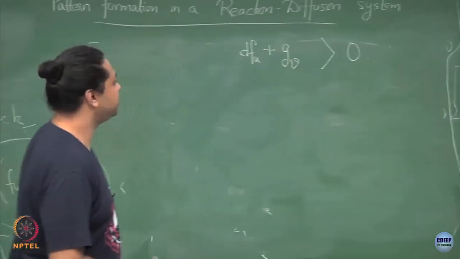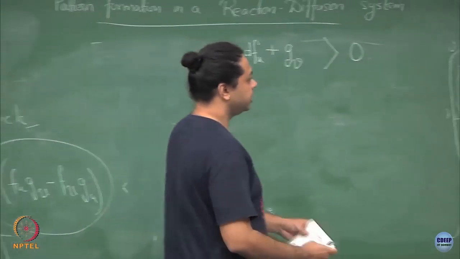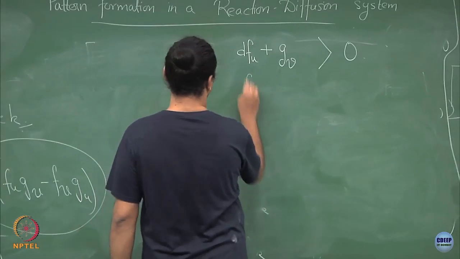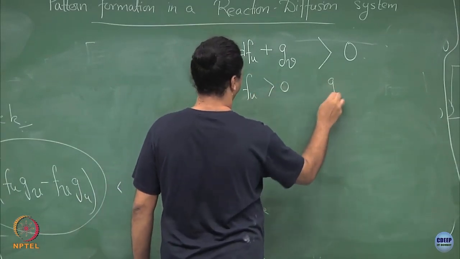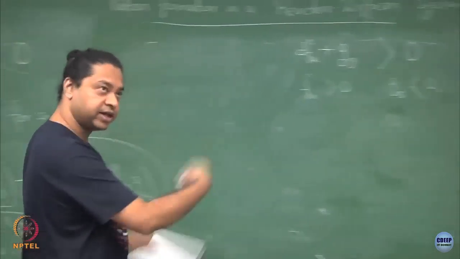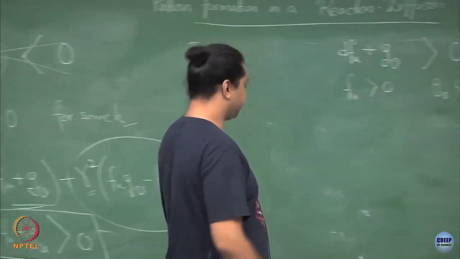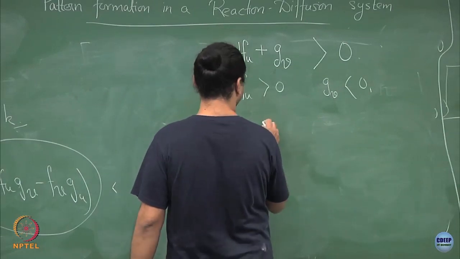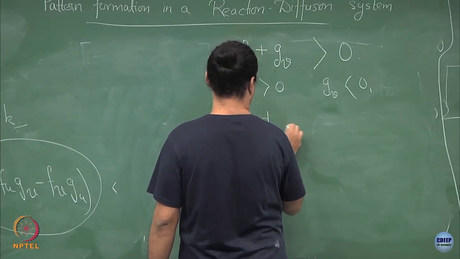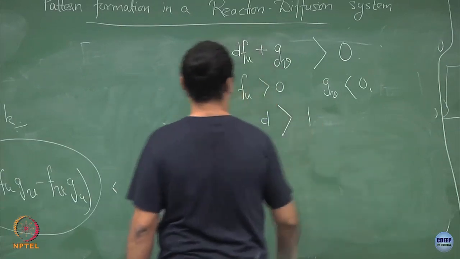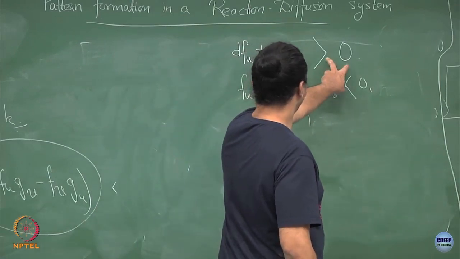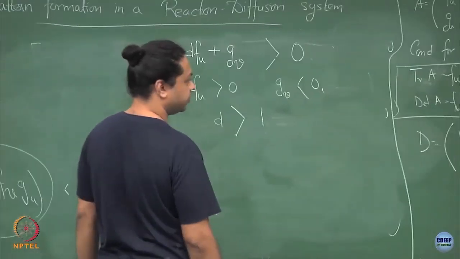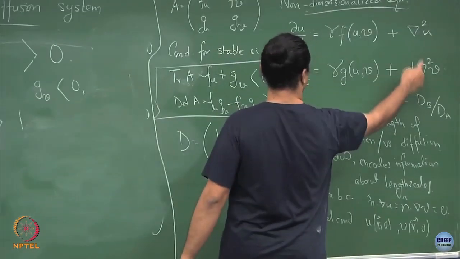Can you have f_u and g_v both to be of the same sign? No, right, because then you would violate this condition, f_u plus g_v less than 0. So, let us say f_u is positive and let us say that g_v is negative. I could take the other way also. If f_u is positive and g_v is negative, then d must be greater than 1 in order for you to have this inequality being satisfied, which means that, remember what was d? d was the ratio of the second species to the first.